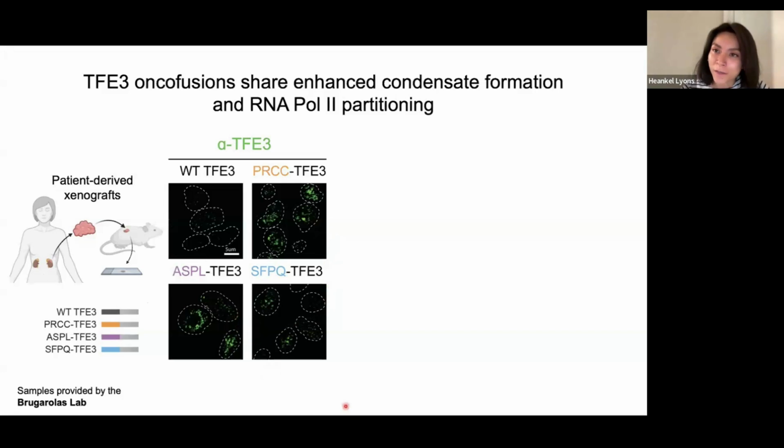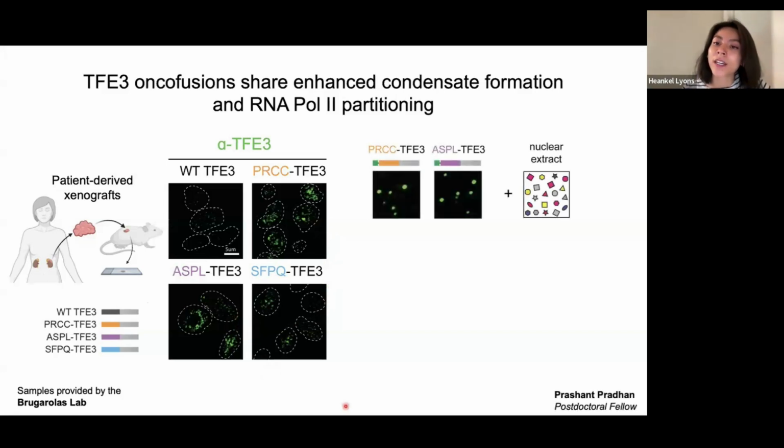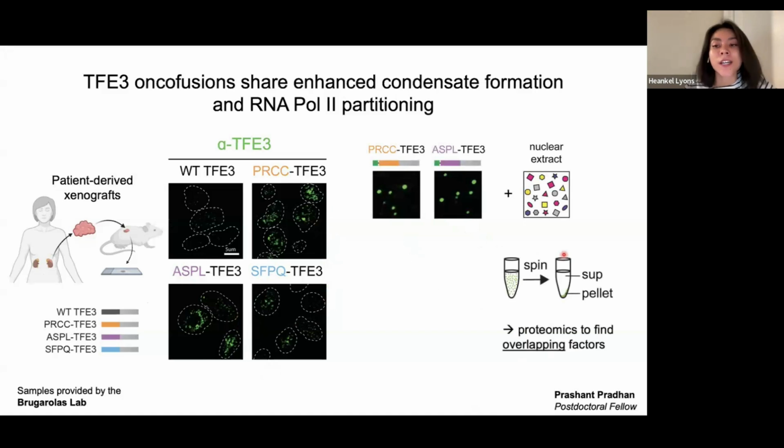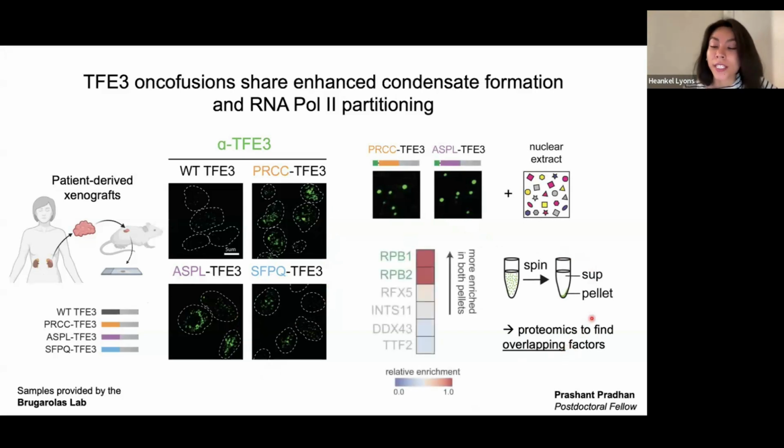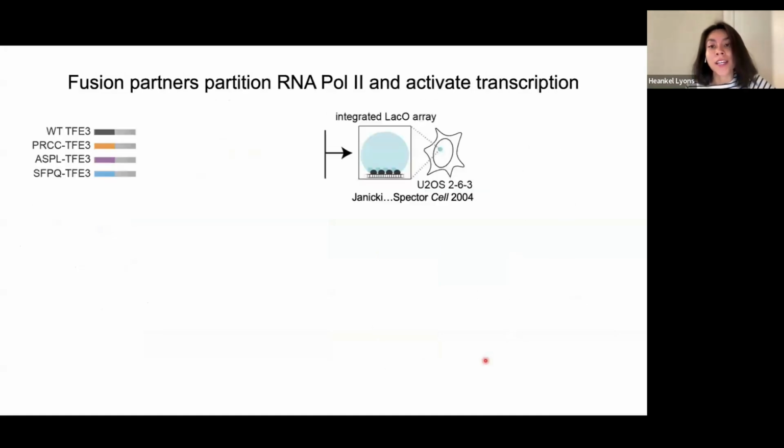And once we were convinced condensate biology was happening, we decided to purify the proteins and mix them with nuclear extract. And so this was the same approach as before, but the difference is that this time we were looking for something commonly enriched in the pellet. And so among all the factors that were enriched in both pellets, we found that subunits of RNA Pol II were coming up as highly enriched. And so I decided to look into this in cells to verify that this was true.